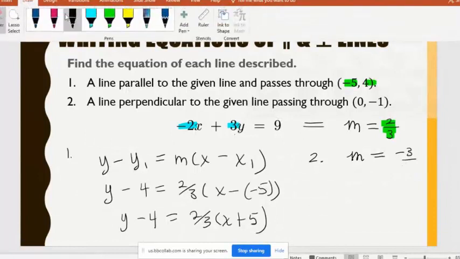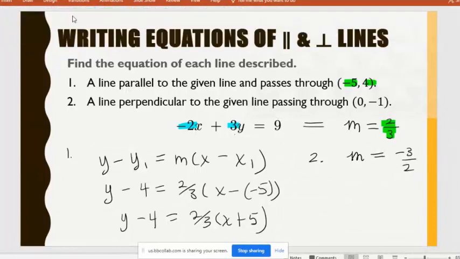And now I can continue writing the equation of that line. So -3 over 2. What we're going to do is try to find the equation of a line perpendicular to the same initial given line that passes through this point, 0, -1.